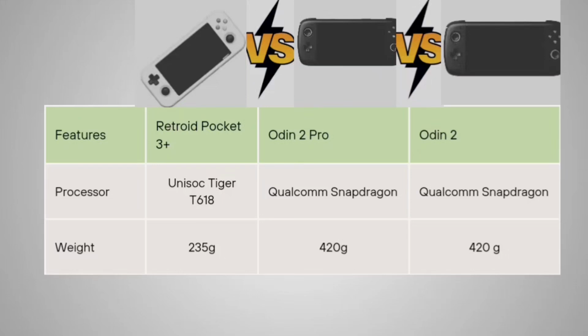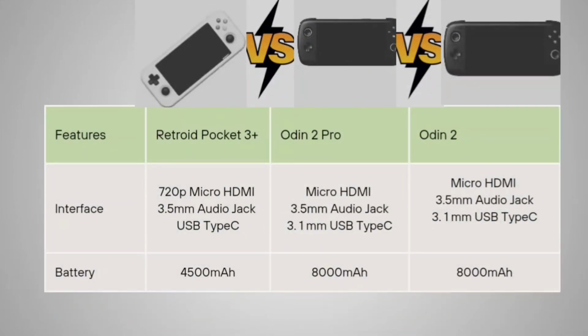Talking about the processor, the Retroid Pocket 3 has the Unisoc Tiger T618, and the Odin 2 Pro and Odin 2 both have Qualcomm Snapdragon. Weight is 235 grams for the Retroid Pocket 3 Plus, while the Odin 2 Pro is 420 grams and the Odin 2 is also 420 grams. Coming to the interface, the Retroid Pocket 3 has 720p micro HDMI, a 3.5 audio jack and USB Type-C, and the Odin 2 Pro has micro HDMI, a 3.5 audio jack and USB 3.1 Type-C, which is the same on the Odin 2 also.